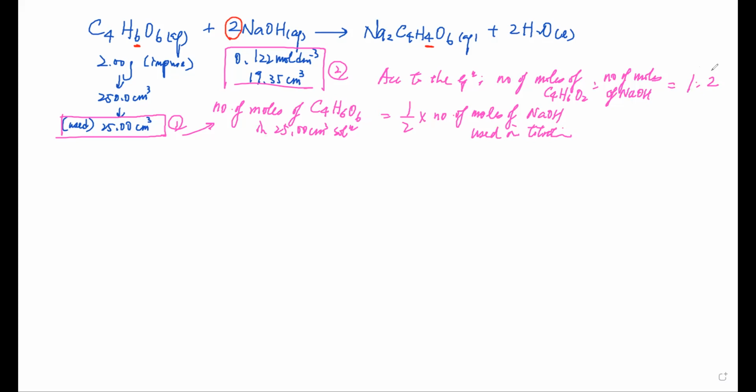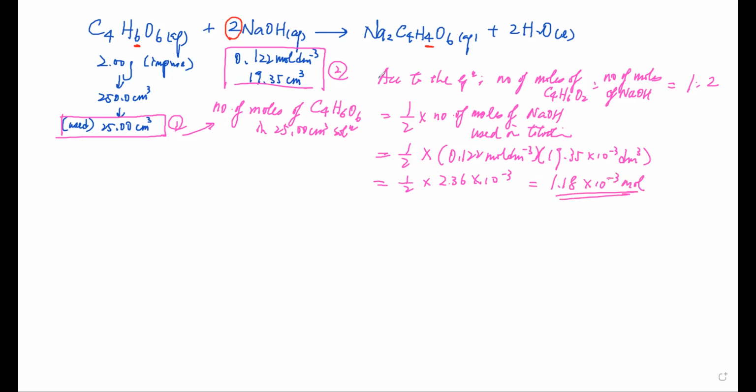Okay, and later on, what you need to do: half times M times V, 0.122 mole per dm cube, times the volume of alkaline. So you may get half times what? 2.36 times 10 to the power minus 3. So what is the data? Finally, it's 1.18 times 10 to the power minus 3 mole. Can you get the point?